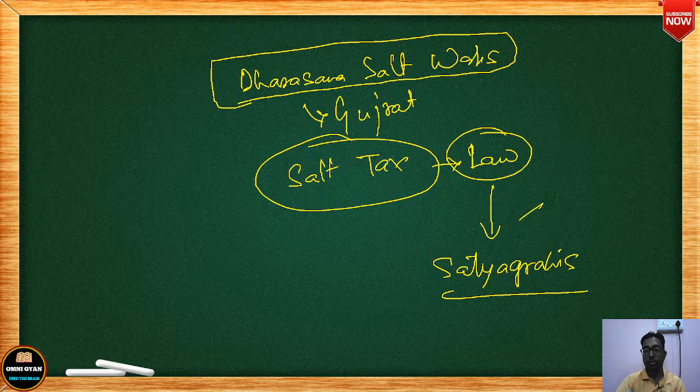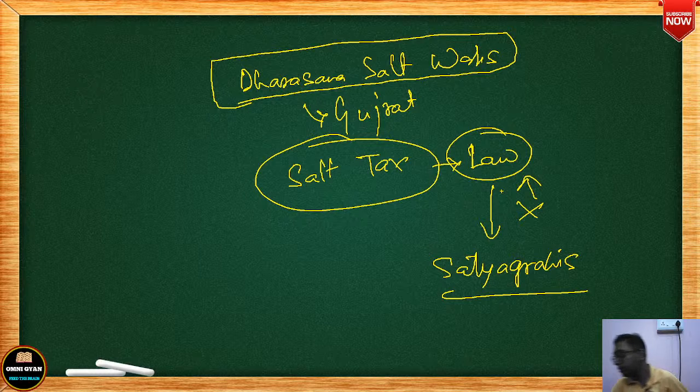They were against this law, so in order to protest or stop it, they carried out this movement. They started this movement against the salt tax law.